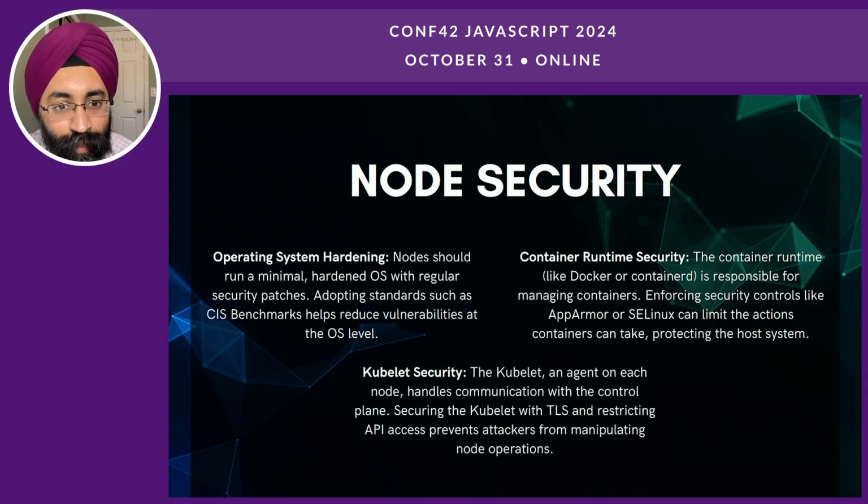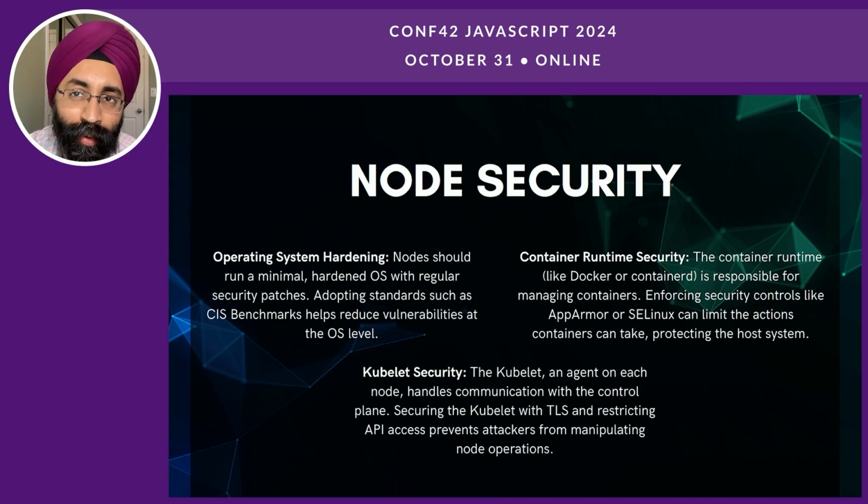First is operating system hardening. How can we make sure that our operating system, like Ubuntu or wherever our application is hosted, is secure? The node should run a minimal hardened OS version with regular security patches, adopting standards such as the CIS benchmark, which is the standard benchmark for security. It helps reduce vulnerabilities at the OS level.